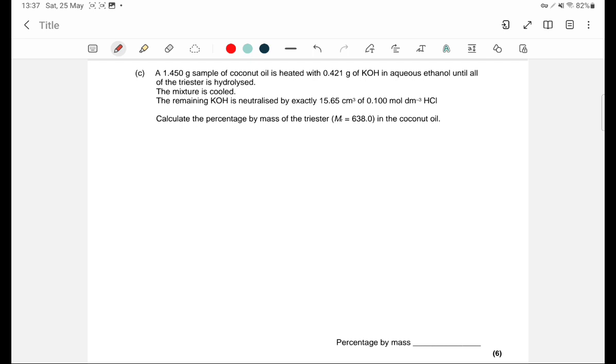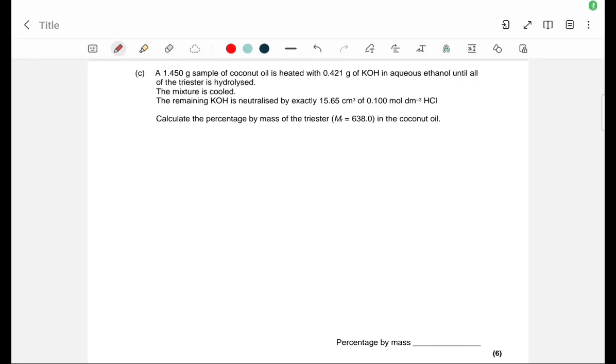Working out the amount of KOH you started with is simple, chemically speaking. Working out how much you have left over after the reaction with the triester is a little bit more complicated. In fact, the whole purpose of the titration with the acid afterwards is to determine how much KOH is left over after its reaction with the triester.